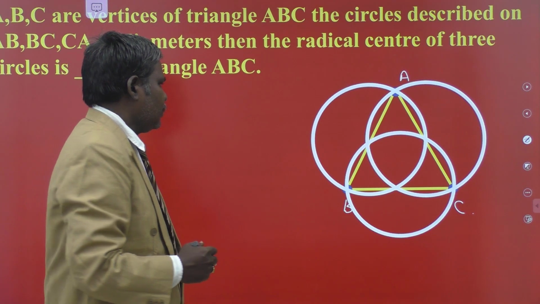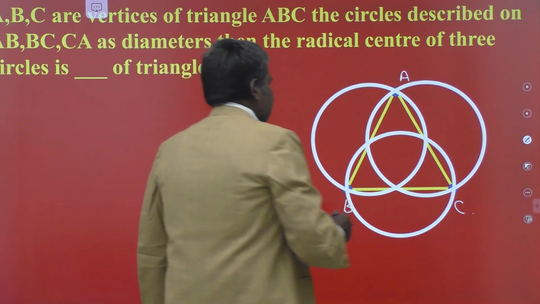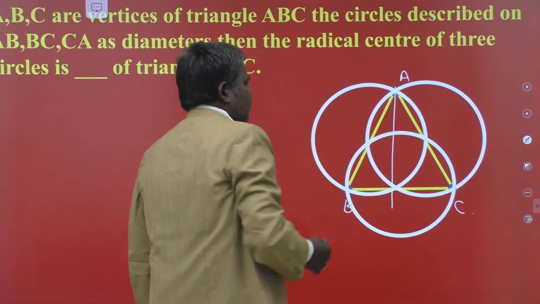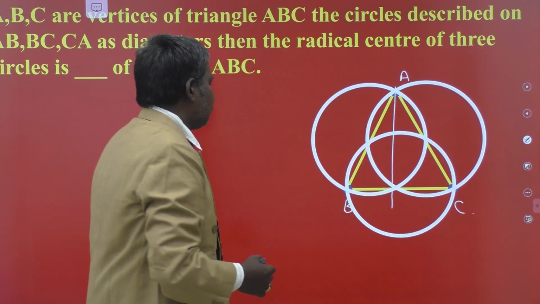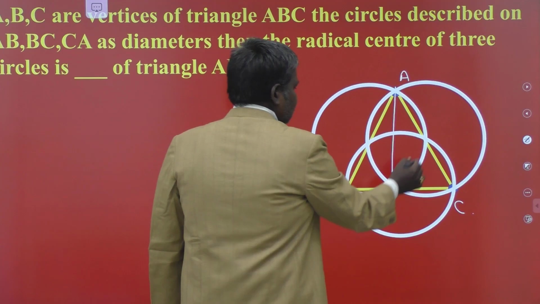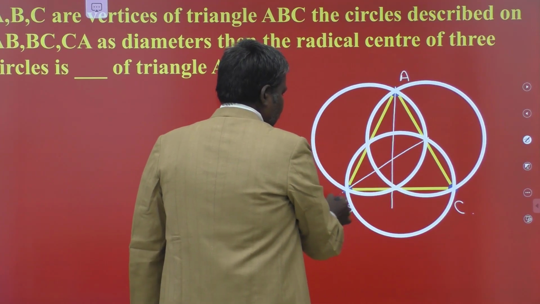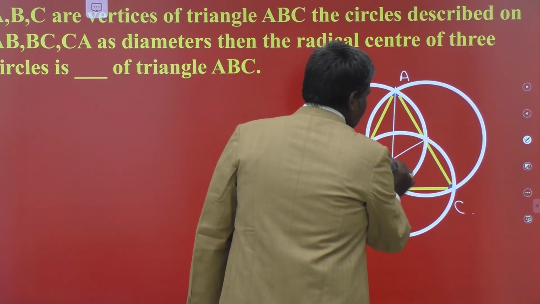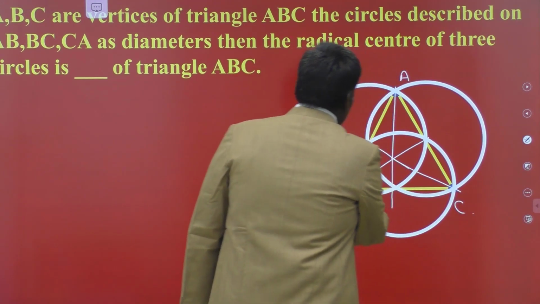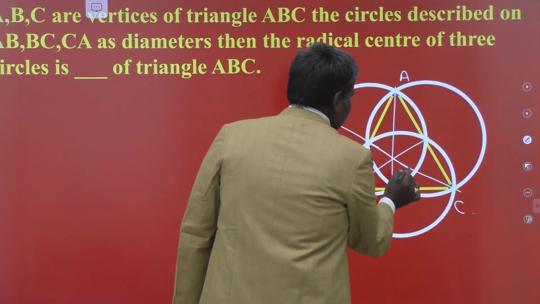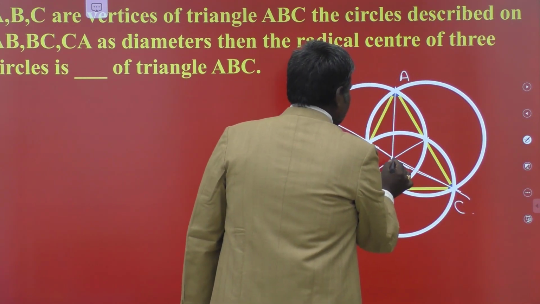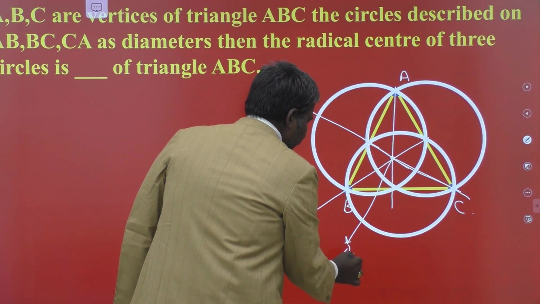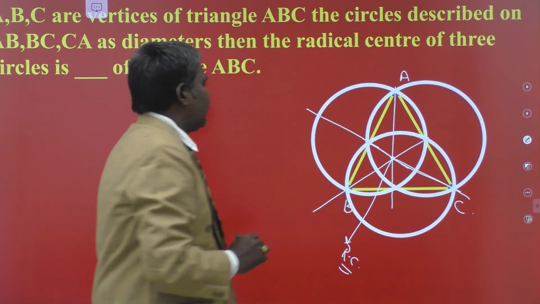That is the question. So the radical axes are like this. This is the radical axis, because when two circles intersect each other, their common chord is the radical axis. Here the two circles intersect each other, and the common chord is the radical axis. At the same time, this is the radical axis, the common chord of the other two circles. So this is the radical axis. They meet at this point. This point is the radical center.